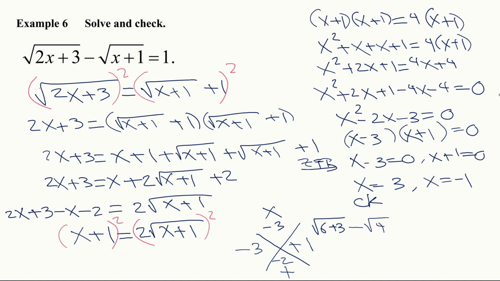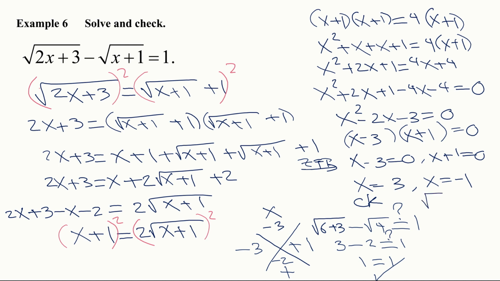And we want to know if that is equal to 1. Now that's the square root of 9, which is 3. And that's the square root of 4, which is 2. We want to know if 3 minus 2 equals 1. Yes, 1 is indeed equal to 1. This one checked out. Now we'll do the same for negative 1.